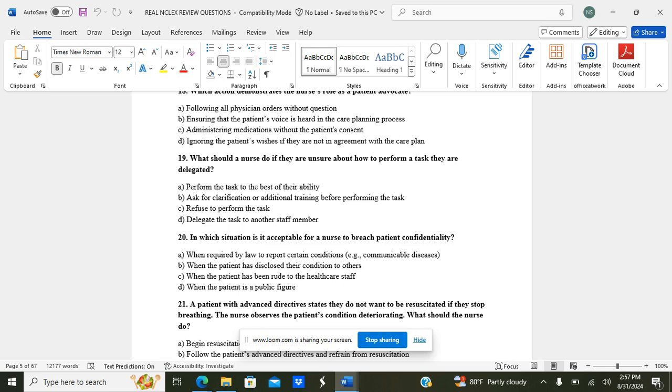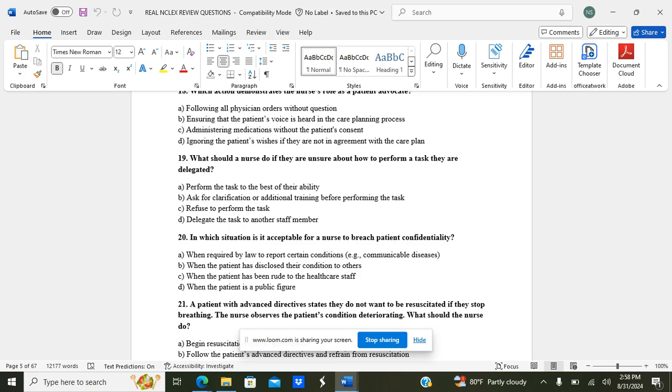This choice looks like the best choice ever because they say ask for clarification. Anytime you do not understand anything, ask for clarification to know what to do. C, refuse to perform the task. C could be the answer, but no. Refuse, you need to ask questions. D, delegate the task to another staff member. No, you cannot give the task to another staff member to do. Therefore, B is the answer. Ask for clarification or additional training before performing the task.